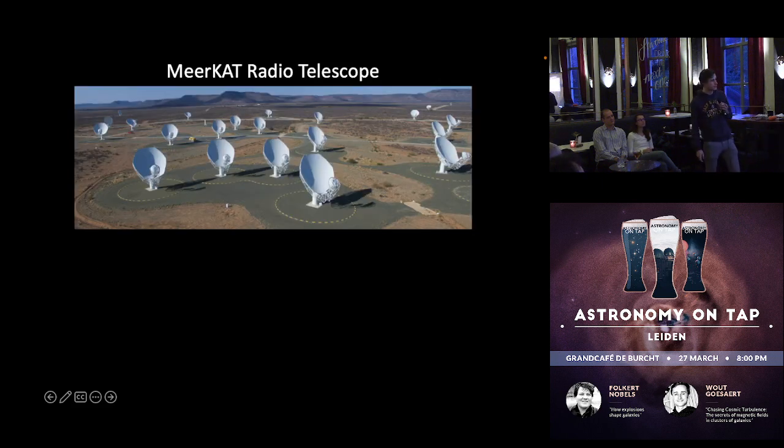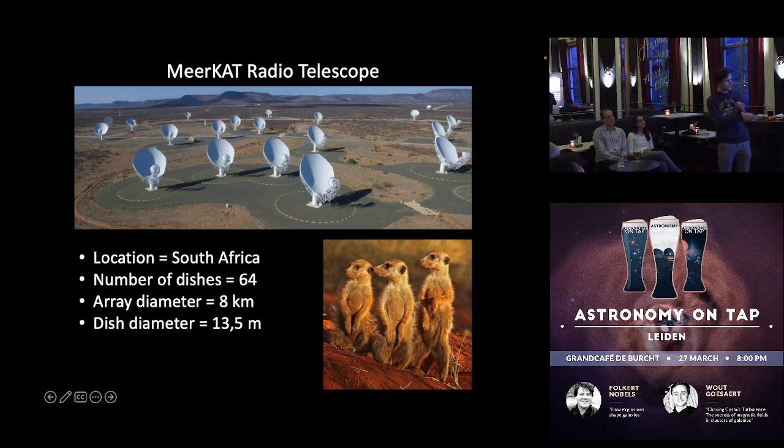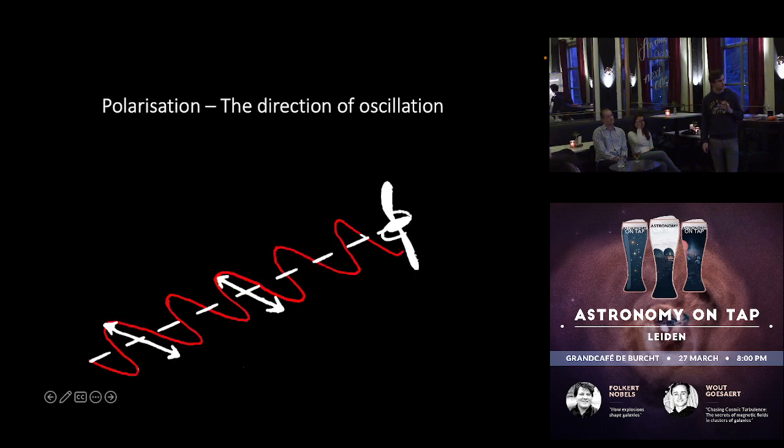I was using the MeerKAT radio telescope. It contains 64 dishes, almost the same amount as there are people here today. And it's located in South Africa. It's actually named after this cute animal, the meerkat. And the full array is a little bit larger than the room we're standing in today. It is 8 kilometers across. And each dish is 13.5 meters across. That's really large.